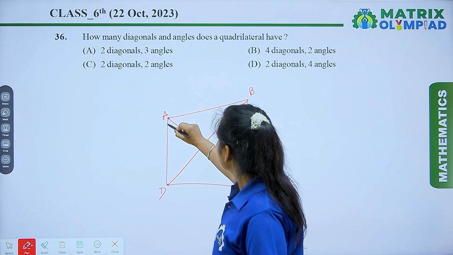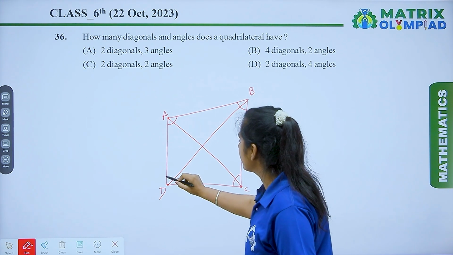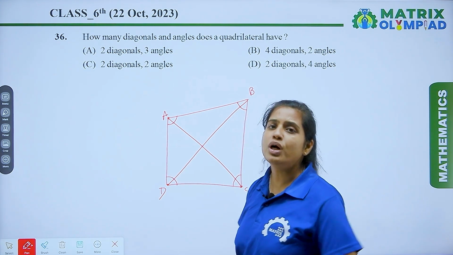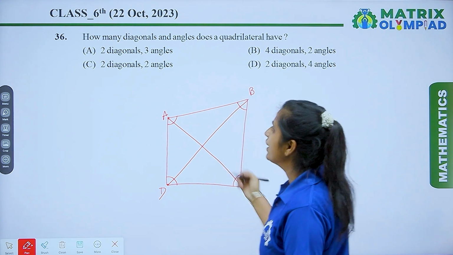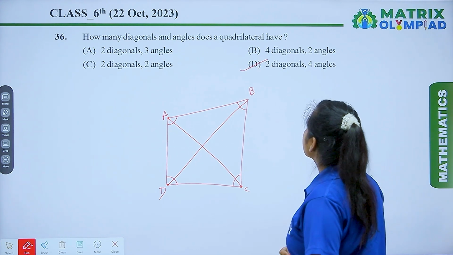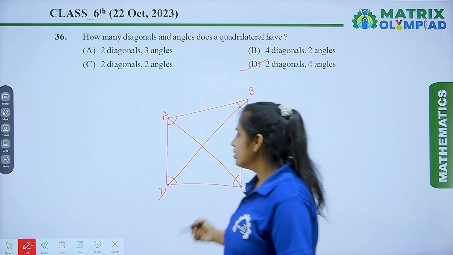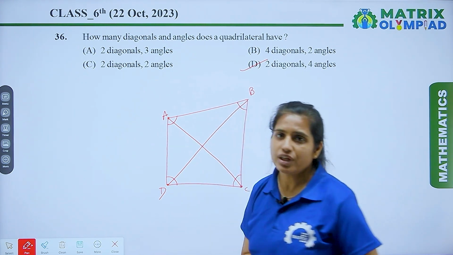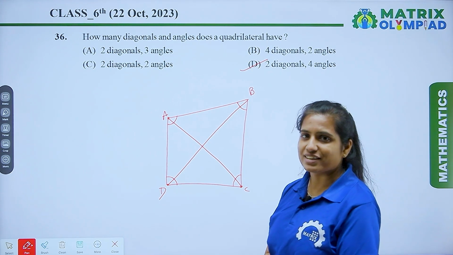And let's find out how many angles this has. Angle A, angle B, angle C, angle D. So a quadrilateral has 2 diagonals and 4 angles. Let's find out. Here option D is the correct answer as it has 2 diagonals and 4 angles, just as we have seen in the figure also. So here option D is the correct answer.